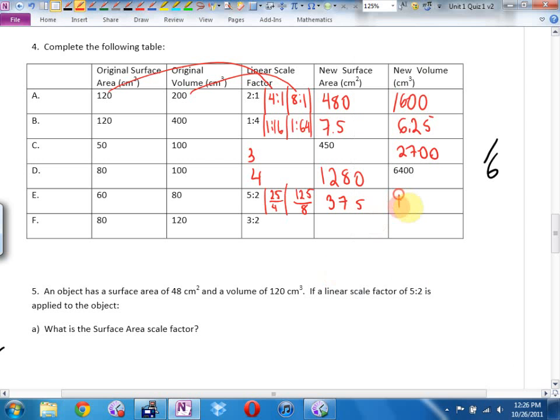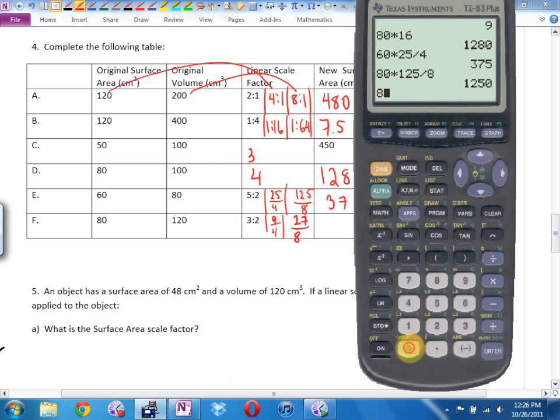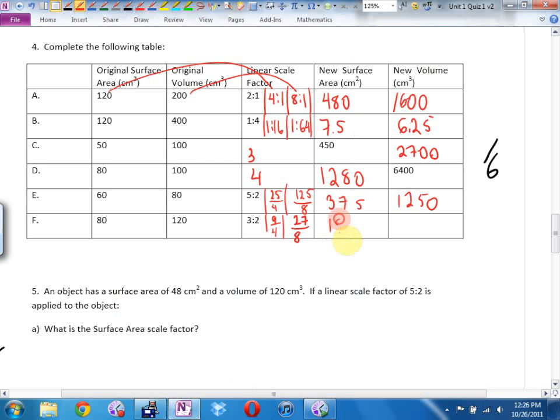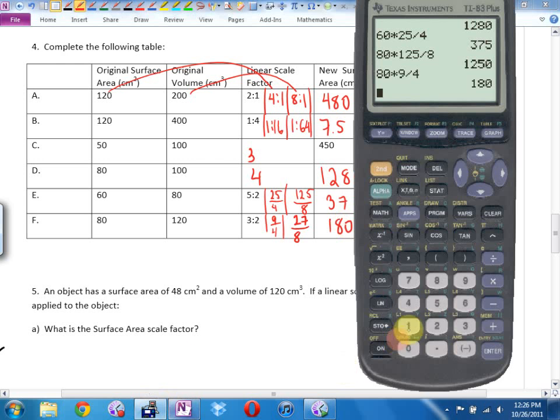3 to 2 is my linear. That means 9 to 4 is my area. That means that cubed, 27 to 8 is my volume. So 80 times 9 divided by 4, there's my new area. 120 times 27 divided by 8, there's my new volume, 405.